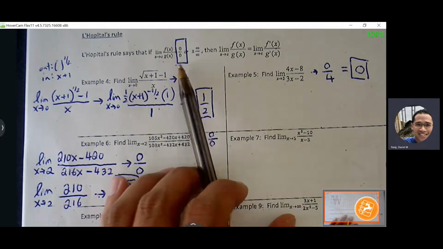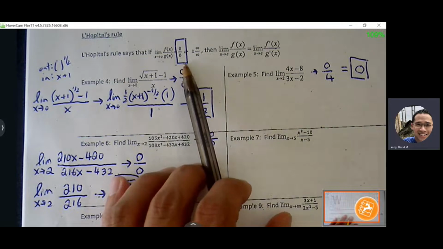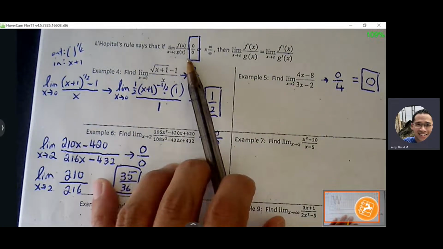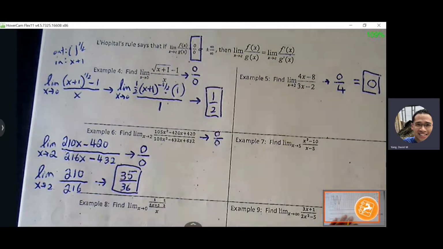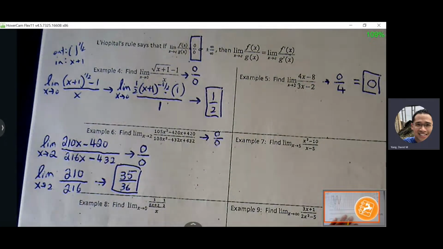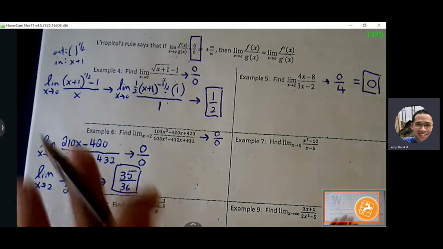But let me talk about what's important here with L'Hopital's rule, which is the condition. We cannot do L'Hopital's rule unless we're getting specifically 0 over 0 or infinity over infinity. Those are both considered indeterminate form, but I'm going to focus on 0 over 0 because that's the one that L'Hopital's rule is going to be more helpful with. I'll talk about infinity over infinity in a second.